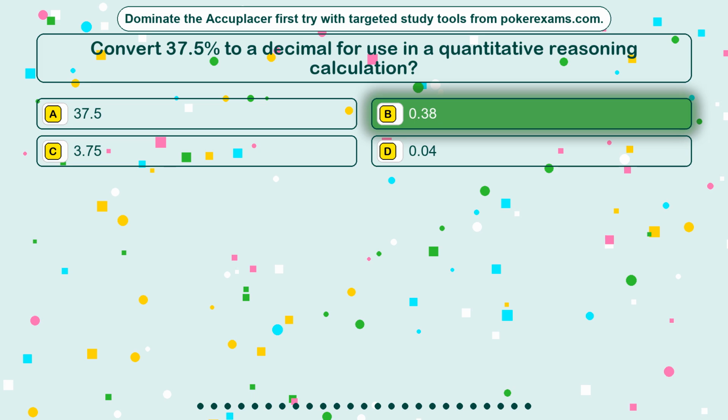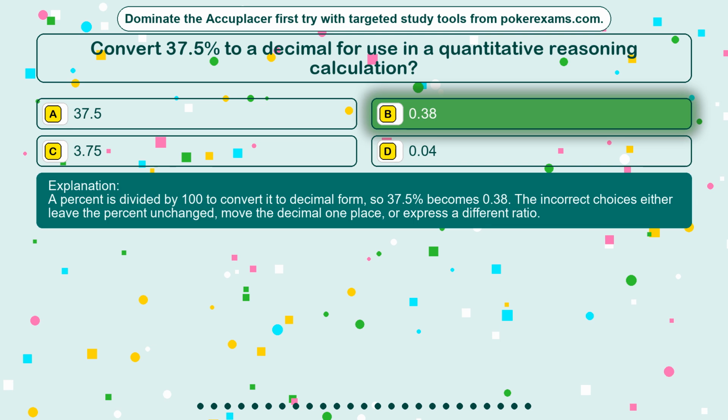The correct answer is option B, 0.38. A percent is divided by 100 to convert it to decimal form, so 37.5% becomes 0.38. The incorrect choices either leave the percent unchanged, move the decimal one place, or express a different ratio.